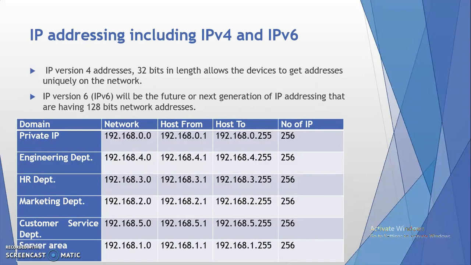These are the IP addresses as given per IP version 4. IP version 6 will be the future generation, having 128 bits. It is believed that every single element on the earth will have an IP address when IP version 6 is implemented. These are the private IP addresses that have been given to my network. These are the departments to which I have allocated the network and host IDs.